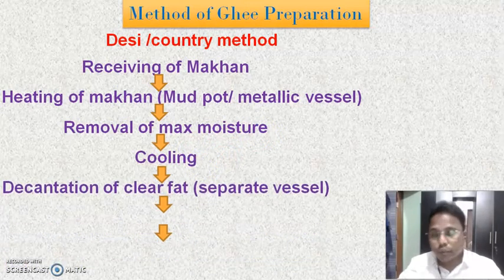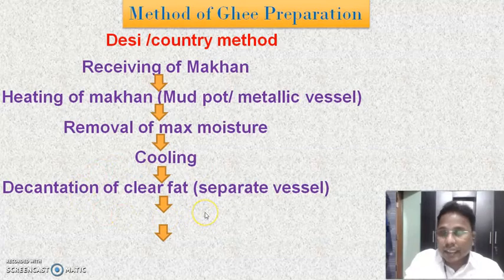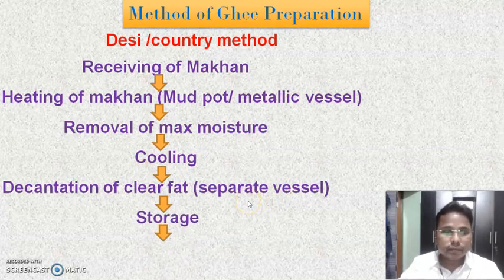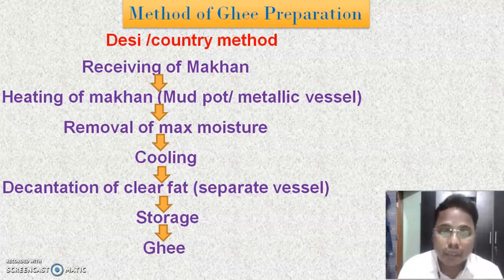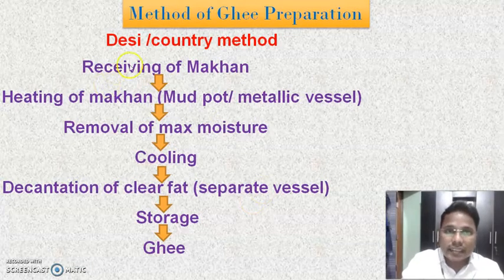When it is cooled to room temperature, the decantation process is carried out. The clear fat obtained in the mud pot or metallic vessel is removed by decantation into a separate vessel and stored, and the final product obtained is called ghee. In this way, ghee is prepared by the Desi or country method.